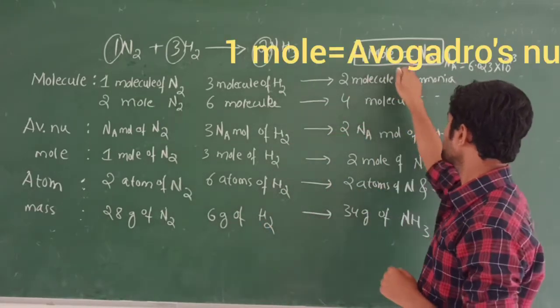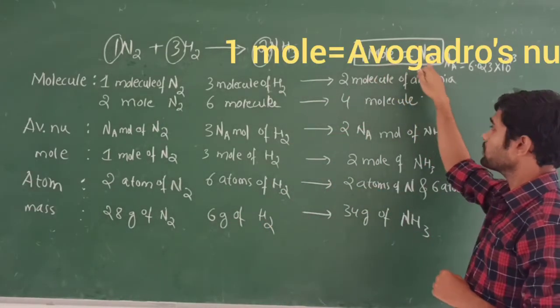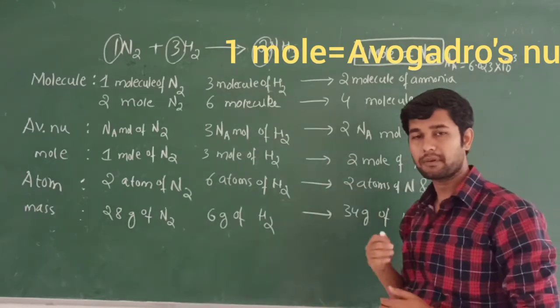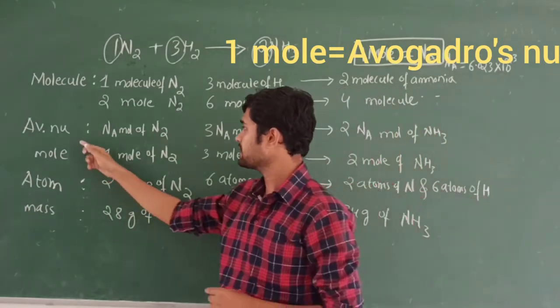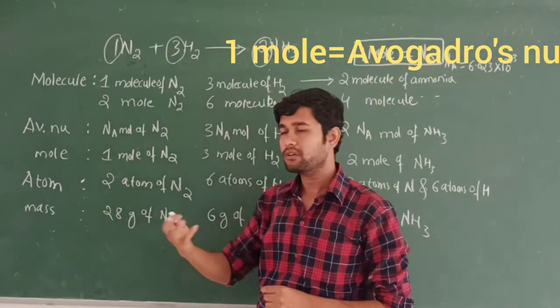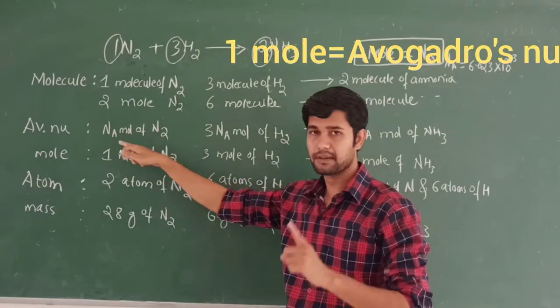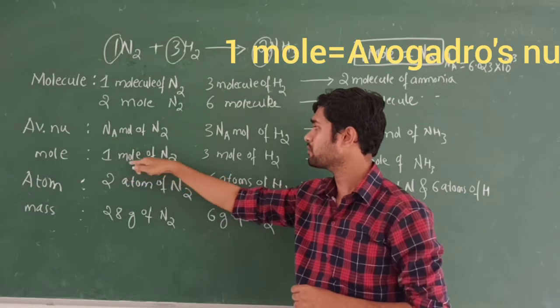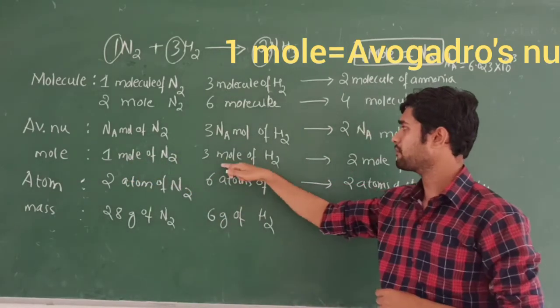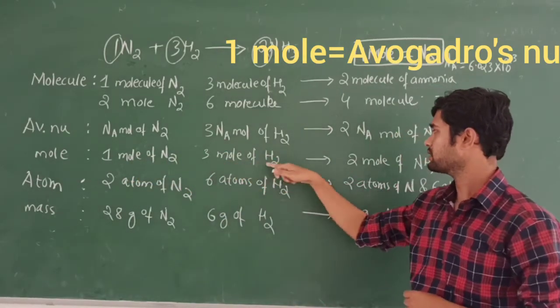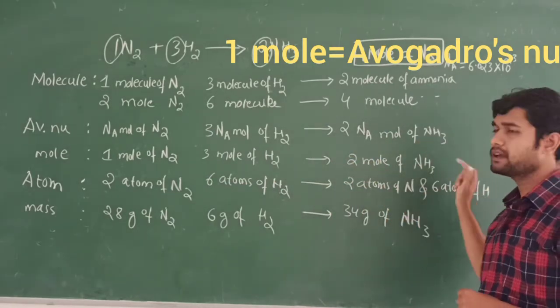And also you know that one mole is equal to the Avogadro number. So if I write it in Avogadro number, I can also write it in moles. Here an Avogadro number of nitrogen means 1 mole. So we say 1 mole of nitrogen combines with 3 moles of hydrogen, which gives 2 moles of ammonia.